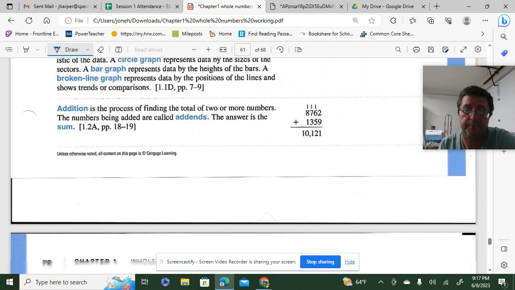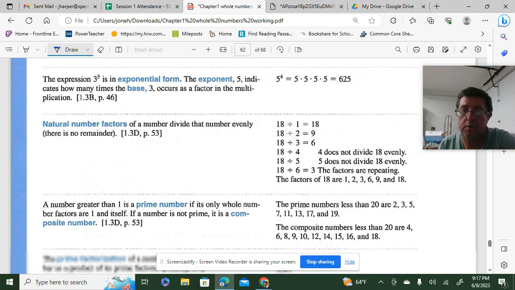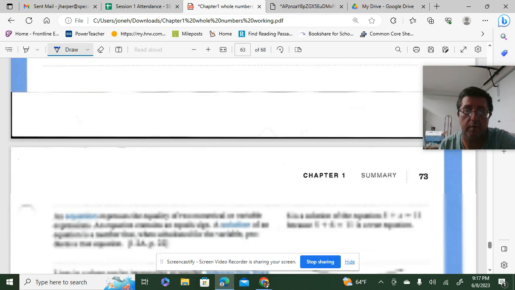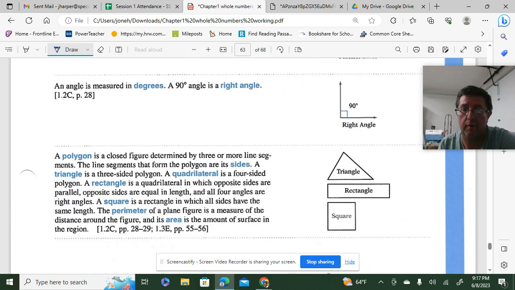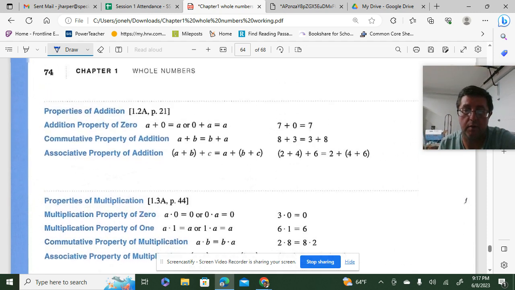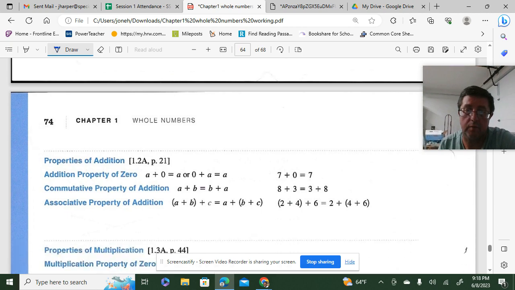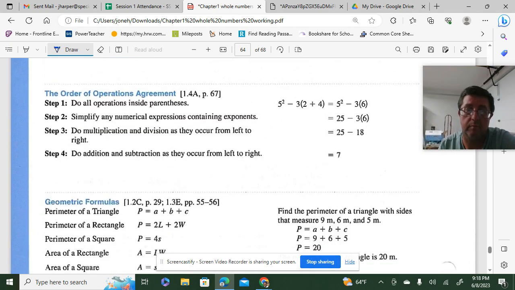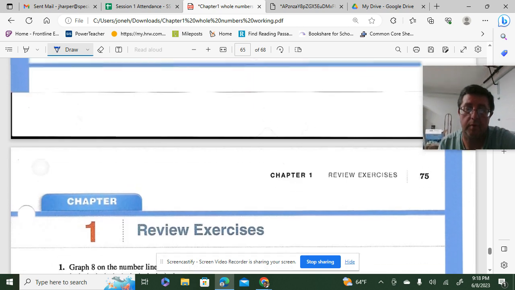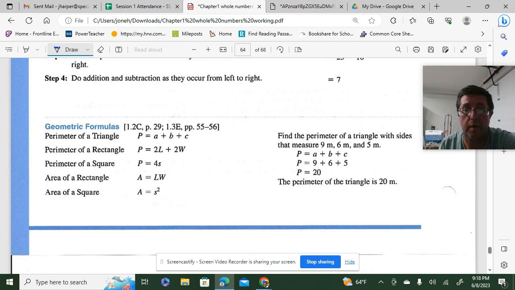Actually, this chapter at the end would probably be the best spot for me to make out the guided notes for you guys. So, chapter 1, whole numbers. Order of operations. Okay, so now here is the chapter 1 review exercise. Again, this is going to take you guys all weekend to do this.